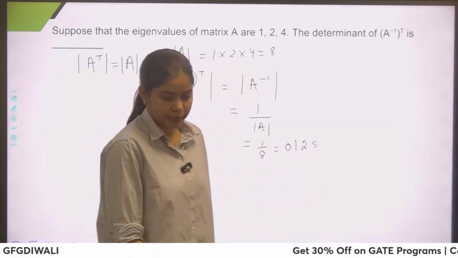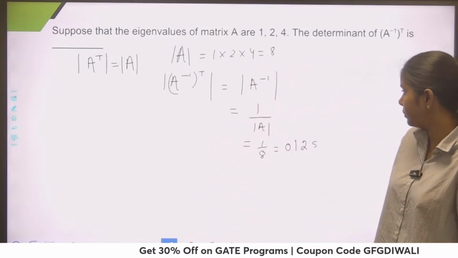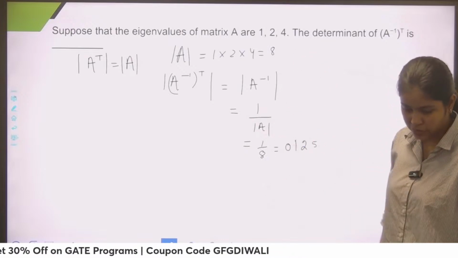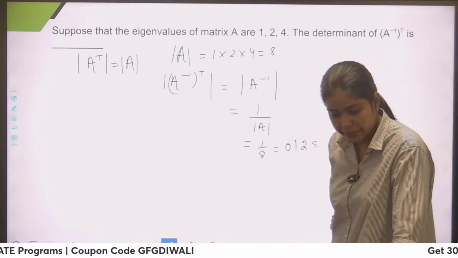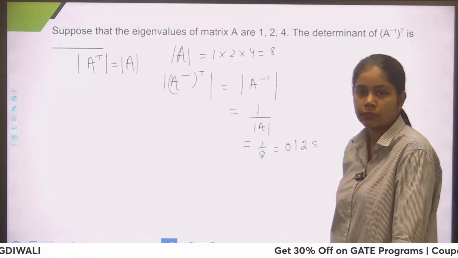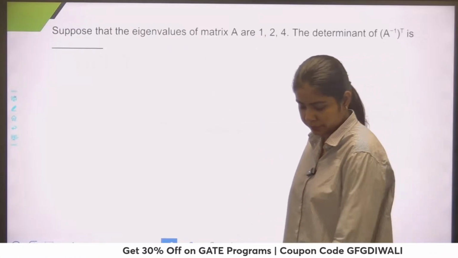0.125 is the answer, right, Akhil, but it is 1 by 8. Yes, 8 is the determinant of A. That is true, right, Akhil. Okay, guys, just let me know if there is any confusion. Simple question. Now let's move to another question.